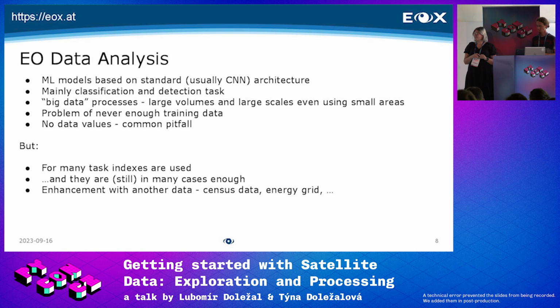There is a big but. For many tasks, basic indices are used. Indices are a computation, basically algebra between different bands, where we are trying to get some information highlighted or find something out. They are still in many cases enough because, for example, as I will be showing in a second, we have an index to visualize the vegetation. Or they are used as another source of data coming as an input into a more robust data science pipeline. So these indices are still very powerful and still should be considered.